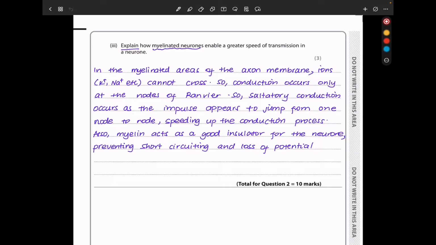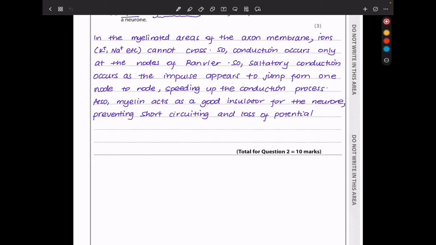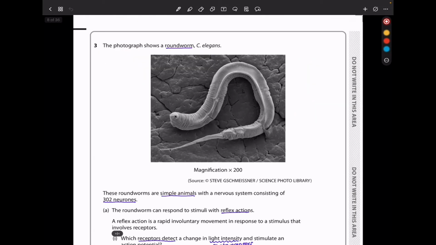Also, myelin acts as a good insulator for the neuron, preventing short-circuiting and loss of membrane potential. So this brings us to the end of question 2. Let's continue to question 3.